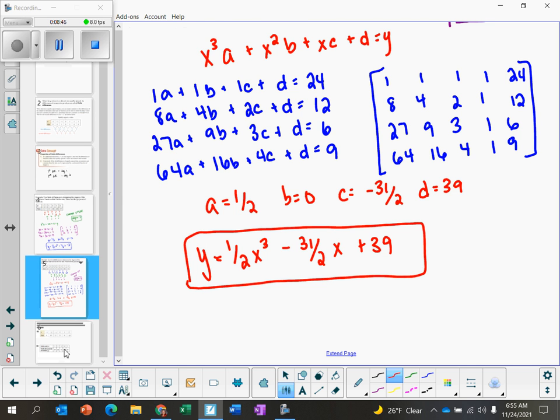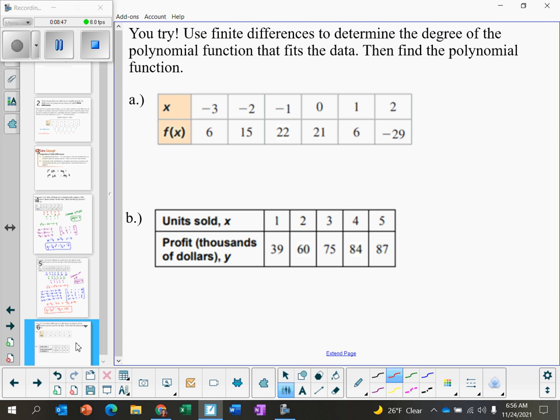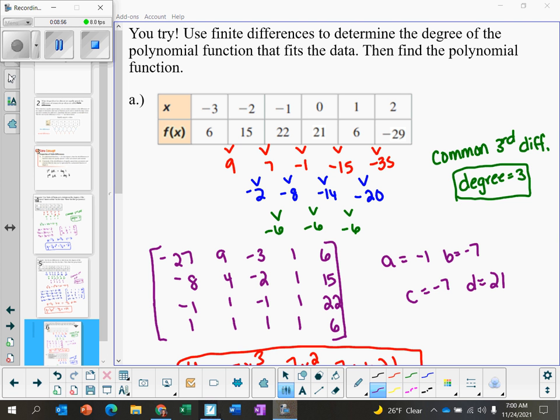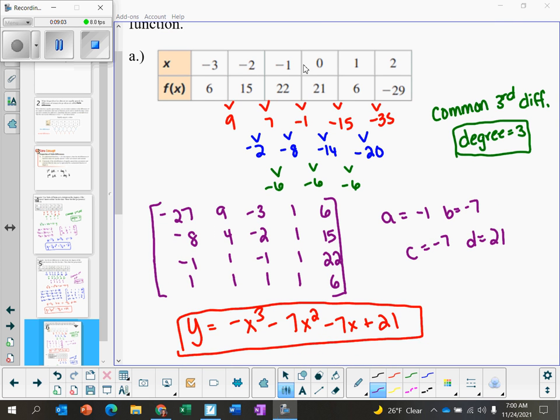All right, you can try the next 2, pause it, and when you're ready, play to see the answer. Alrighty, let's check our answers. So for A, I ended up with a common third difference, so the degree was 3. I skipped over 0. You don't have to. I always skip over 0 for some reason. This was my matrix that I used based on the equations that I didn't write here. So my final answer, I got y equals negative x cubed minus 7x squared minus 7x plus 21.